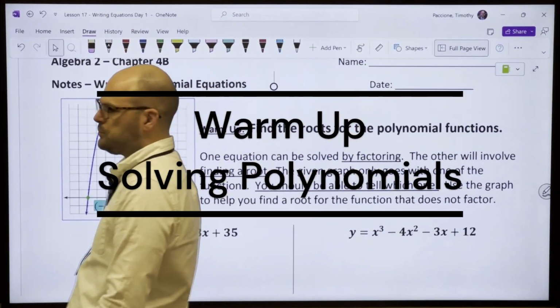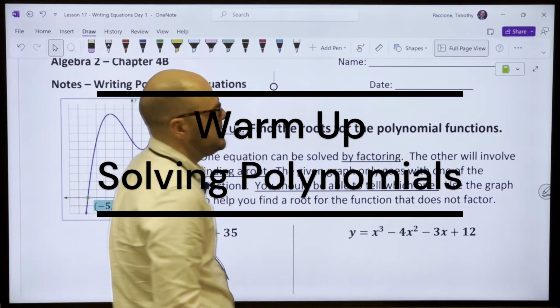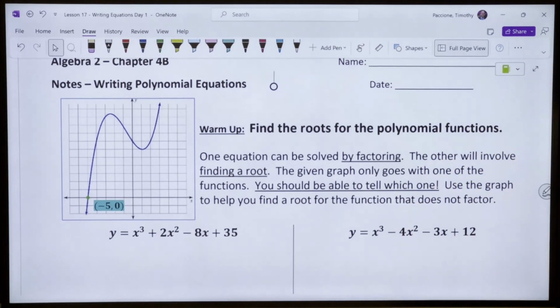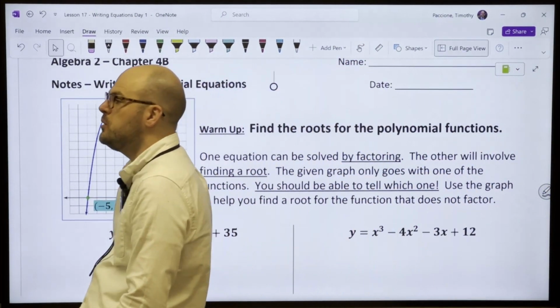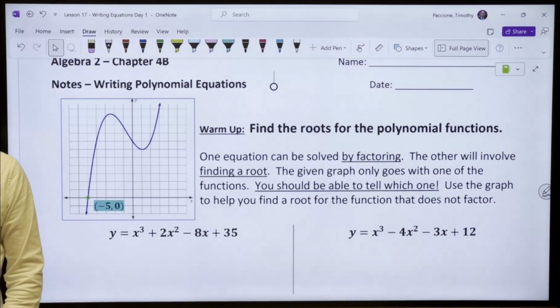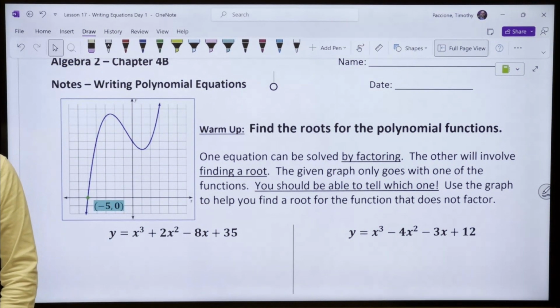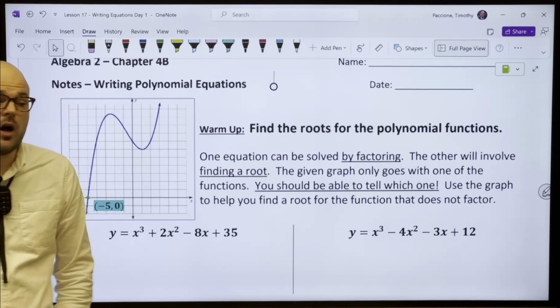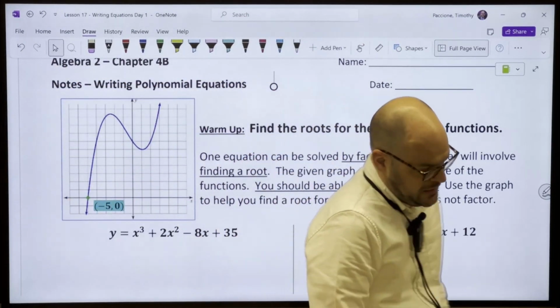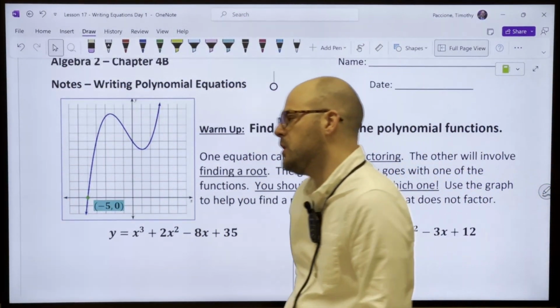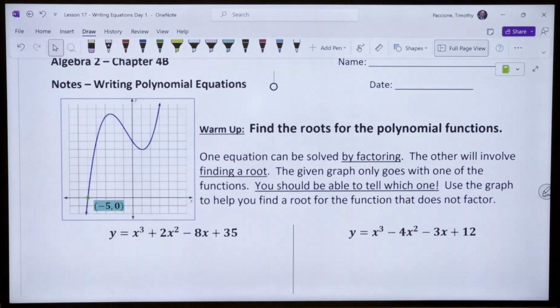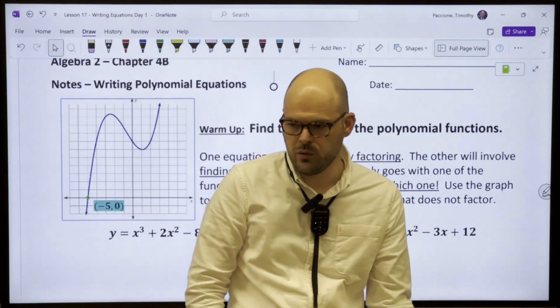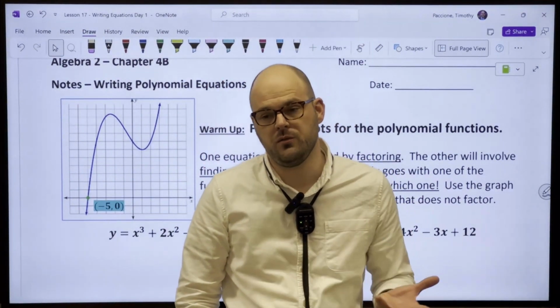So, like I said, we've got a couple lessons left of new material. Kind of like at the end of every unit, the last step is, can we write our own equations? So, day 1 of writing equations will be today. Day 2 will be tomorrow. And we're going to talk about how to go from just, hey, here are your roots, all the way to a fully formed equation.